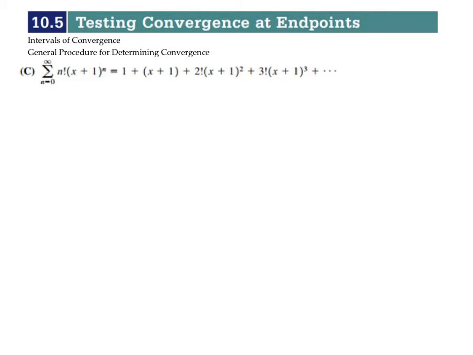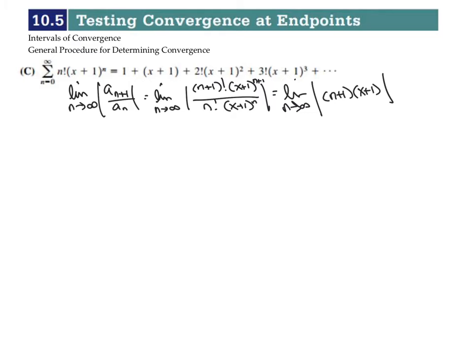We apply the ratio test. Now let's look at this last expression. If x is negative 1, then the expression inside the absolute value is 0 for any n at all, and then of course that's going to converge.